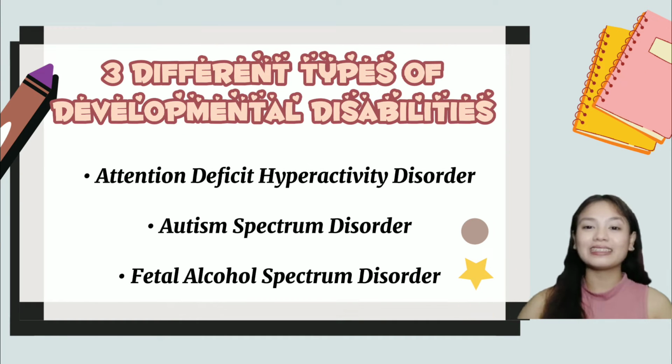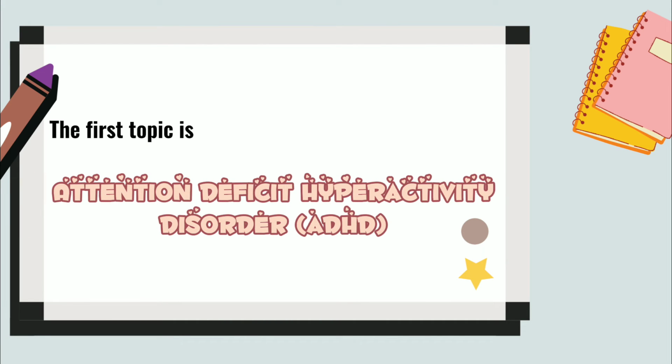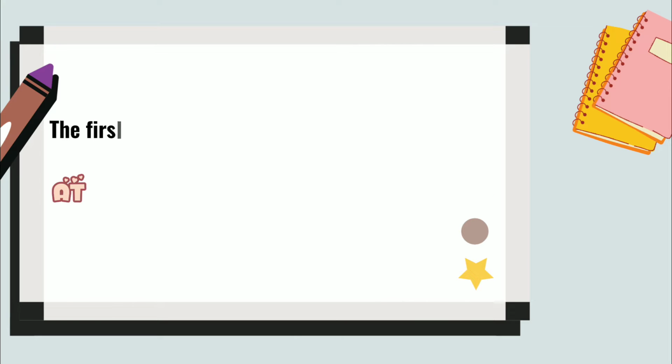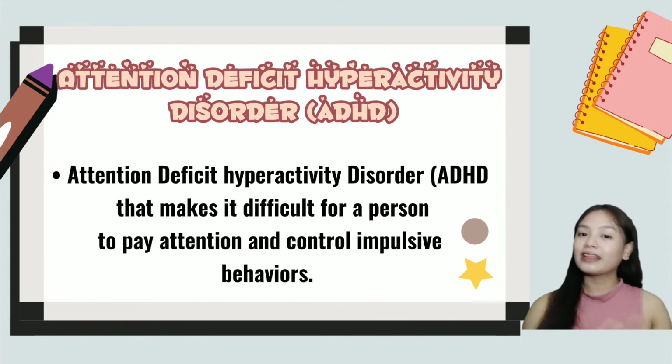Today, I'll discuss the three different types of developmental disabilities. These are Attention Deficit Hyperactivity Disorder, Autism Spectrum Disorder, and the last, Fetal Alcohol Spectrum Disorder. The first topic is Attention Deficit Hyperactivity Disorder or ADHD. ADHD makes it difficult for a person to pay attention and control impulsive behaviors.